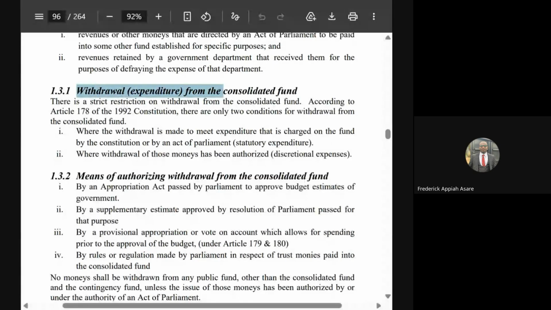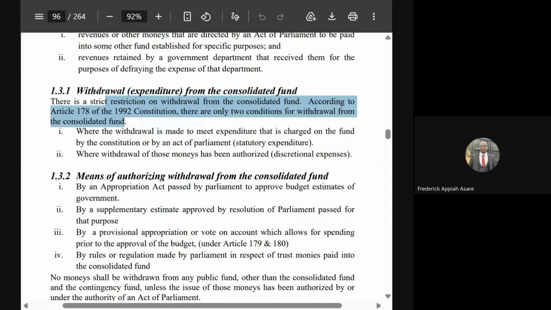And on withdrawal from the consolidated fund, there is a strict restriction. According to Article 178 of the 1992 Constitution, there are only two conditions for withdrawal from the consolidated fund. So if you want to withdraw from the consolidated fund, there are only two conditions.